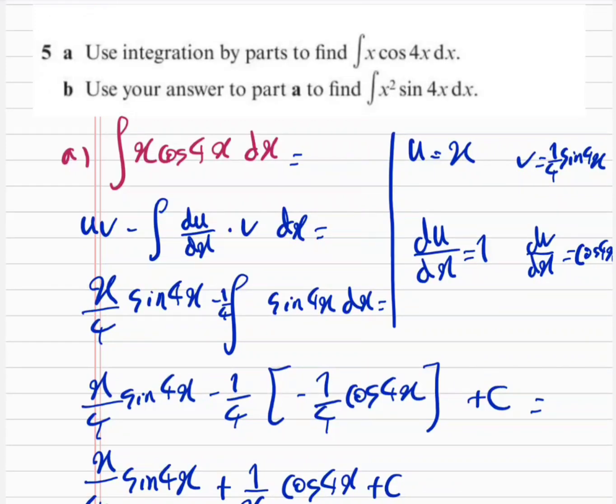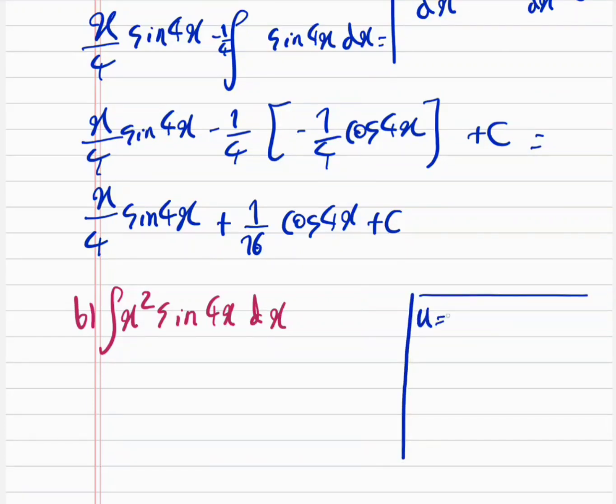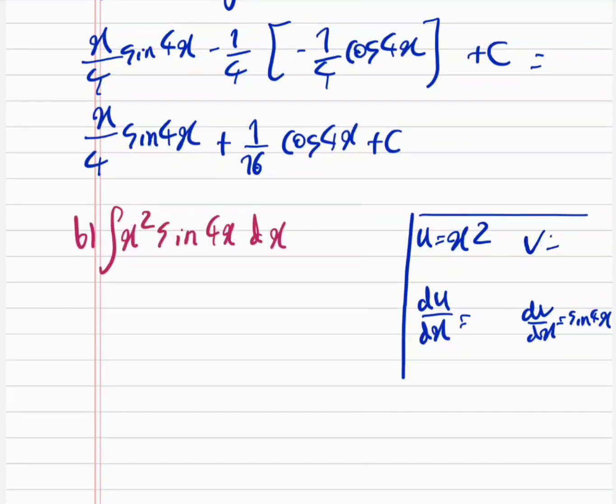Now in part B, we want to use the answer to part A to find the integral of x squared times sine 4x dx. Like the previous question, first let's set u equal to x squared this time, and dv by dx is sine 4x. So du by dx is simply 2x, and then v is equal to minus 1 over 4 cos 4x, because that's the integral of sine 4x.